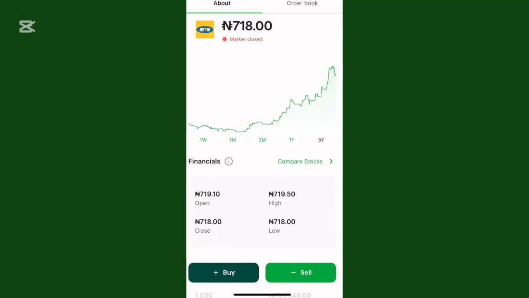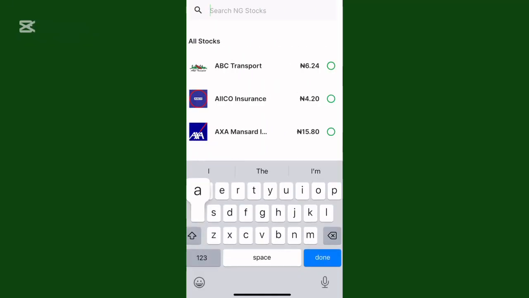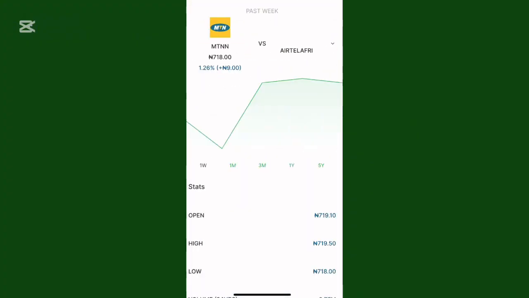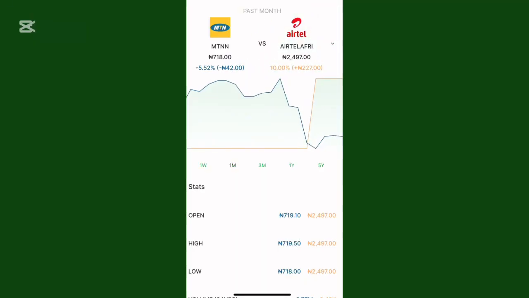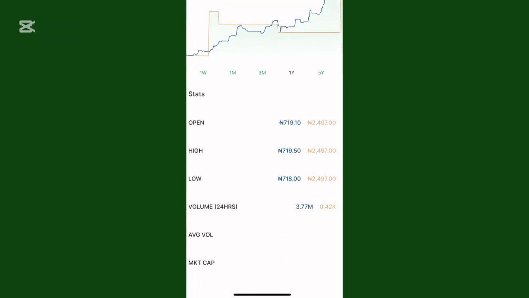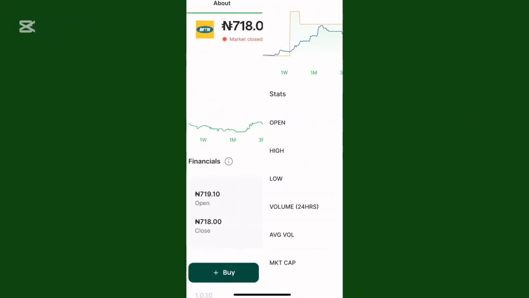You can also compare the stock. So let's say we compare with Airtel, because they are in the same industry. So if you compare with MTN, over the last 1 week, this is how much each stock has made. MTN 1.26%, Airtel 10%. 1 month, this is how much both stocks have made. MTN is minus 5.52. 3 months, you can see the difference. In the last 1 year, MTN has returned 193%, and Airtel has returned. So like that, you can see the statistics, the difference in their prices.